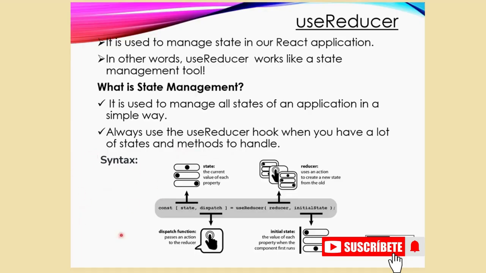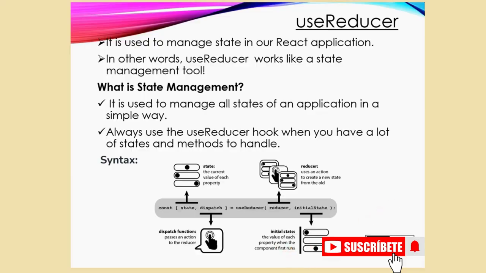Syntax, here const state and dispatch. State means this is the current value of each property. Dispatch is a function for passing an action to the reducer. Use the action to create a new state from the older one. Initial state is the value of each property when the component first runs.